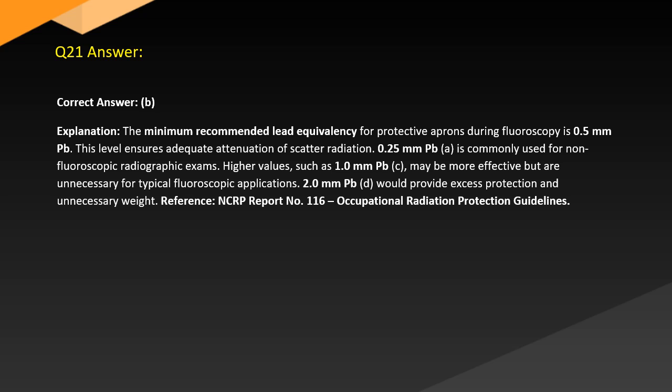Answer. Correct answer: B. Explanation. The minimum recommended lead equivalency for protective aprons during fluoroscopy is 0.5 mm Pb. This level ensures adequate attenuation of scatter radiation. 0.25 mm Pb, A, is commonly used for non-fluoroscopic radiographic exams. Higher values such as 1 mm Pb, C, may be more effective but are unnecessary for typical fluoroscopic applications. 2 mm Pb, D, would provide excess protection and unnecessary weight. Reference: NCRP Report No. 116, Occupational Radiation Protection Guidelines.